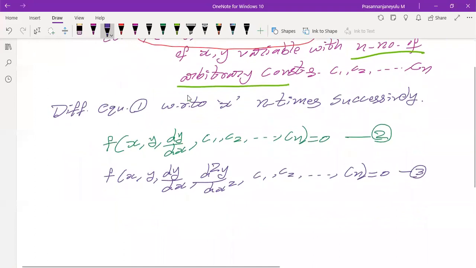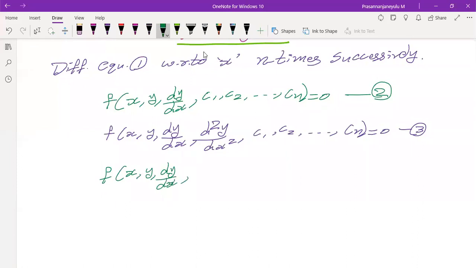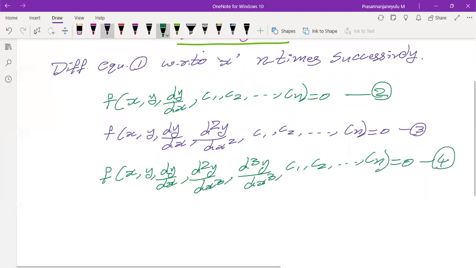Now again I am doing differentiation. If we do the third differentiation, what will we get? F is a function in terms of x, y, dy by dx, d square y by dx square, d cube y by dx cube, comma the same arbitrary constants. We may or may not get them, but in general we write that we will. So here first time differentiation, second time differentiation, and then third time.